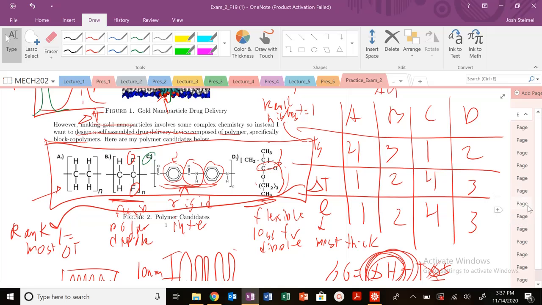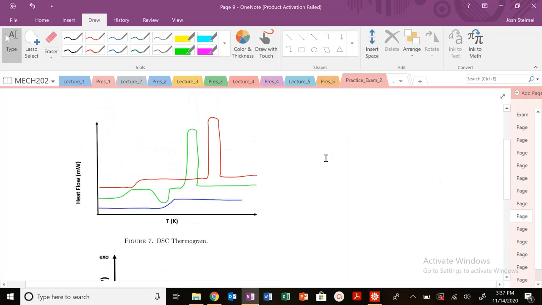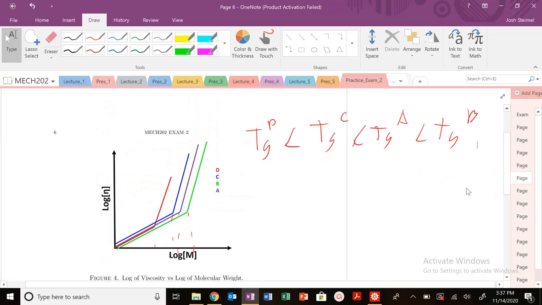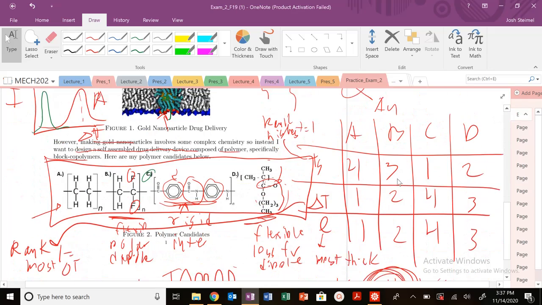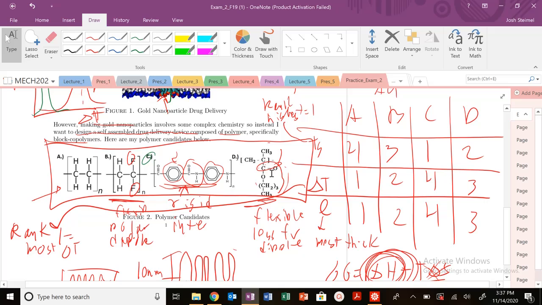So for Tg, let's go back over here to this problem. I know that my Tg of C is greater than my Tg of D, which is greater than my Tg of B.